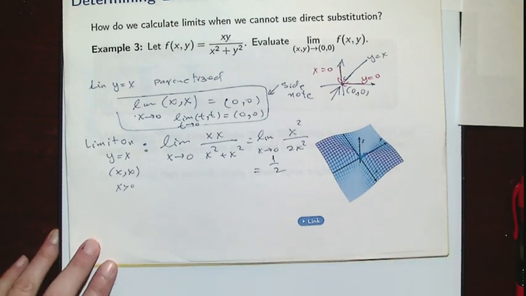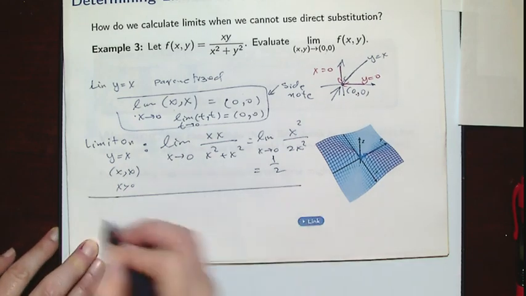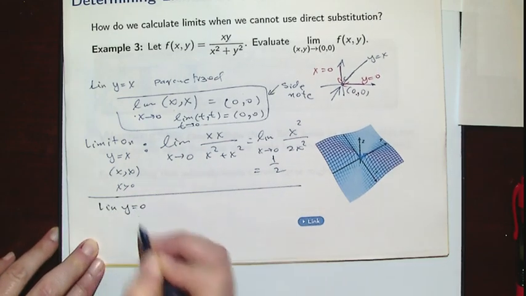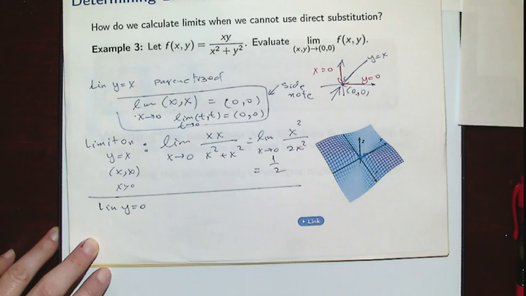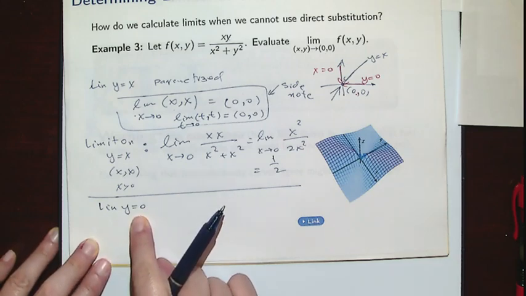Now, what was the other path? y equal to 0. Let's parameterize. The line y equal to 0 goes through 0, 0. Right? What's the parameterization of this?